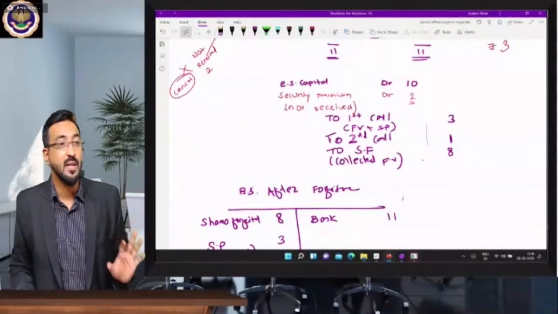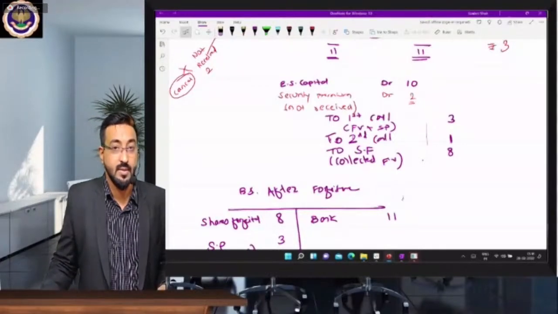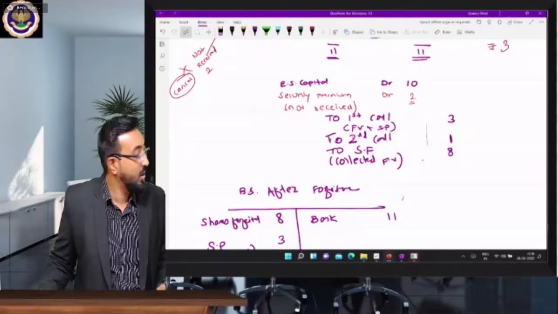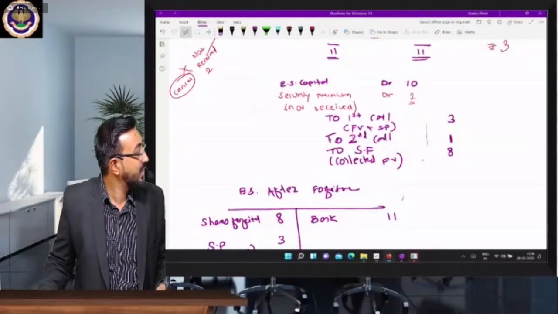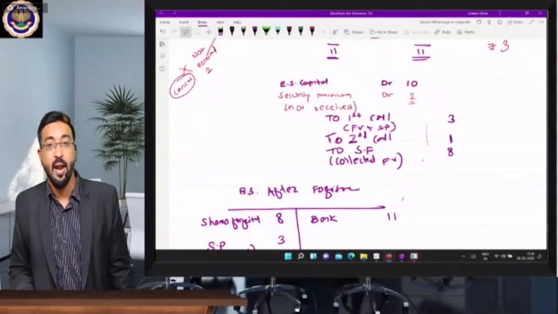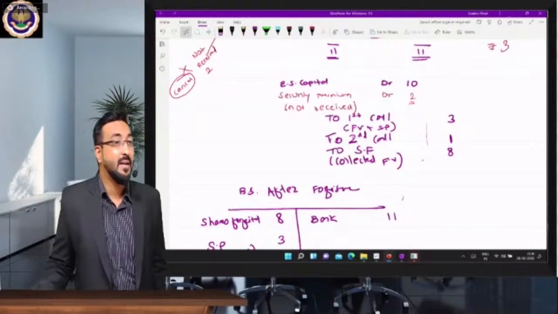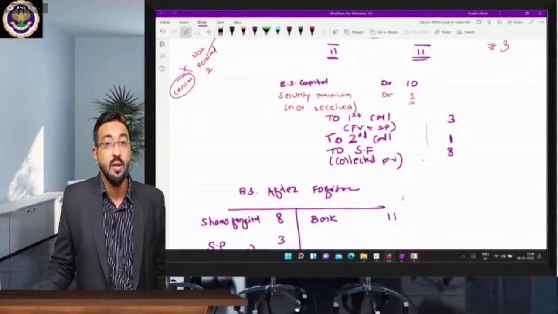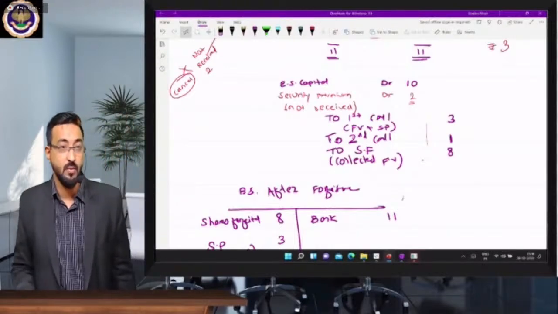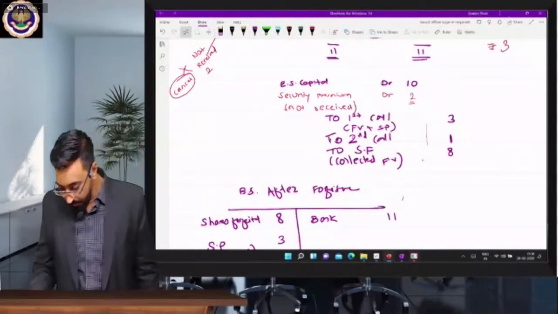First call and second call, this will be 3 and 1. And to shares forfeited is the collected face value amount, which is the value collected as face value. Understood this concept? Okay, one more point.